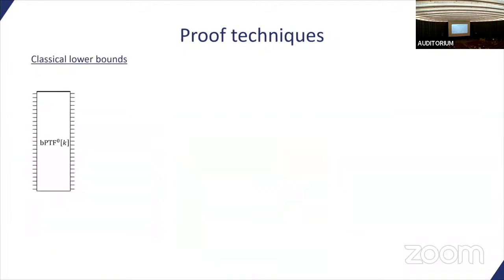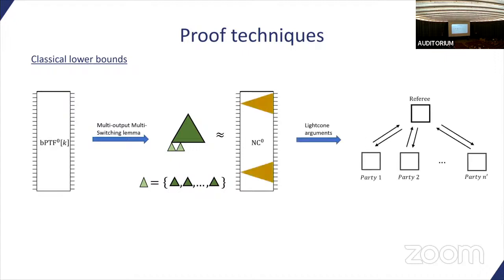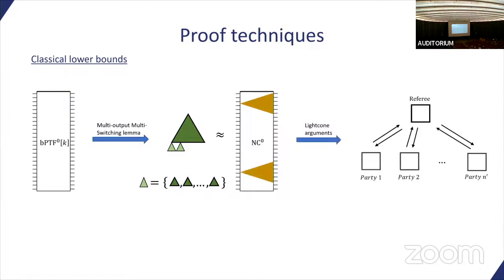And now we need to show that bounded polynomial threshold function circuits cannot solve these problems. So we start with our circuits. We apply a multi-output, multi-switching lemma to reduce them to decision trees whose leaves are sets of decision trees. And it's a set because each one of these decision trees computes one of the output bits. And then, okay, this is known to be equivalent to NC0 circuits. And for those, we can use old techniques, which are light cone arguments.